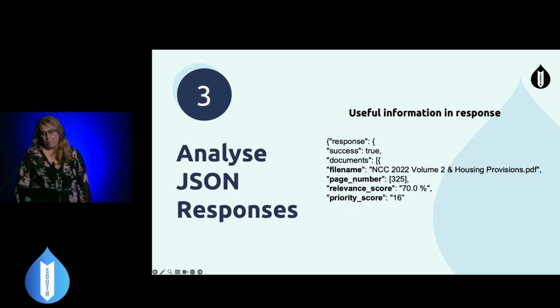In our response, we got back an array of documents that answer the question. We determined that the information that was useful for us for testing was the file name, the page number, the relevance score, and the priority score. For the other information, we can add it later or ignore it if it's not useful.